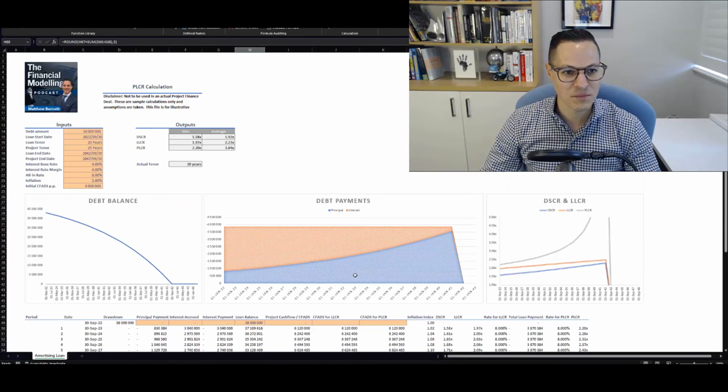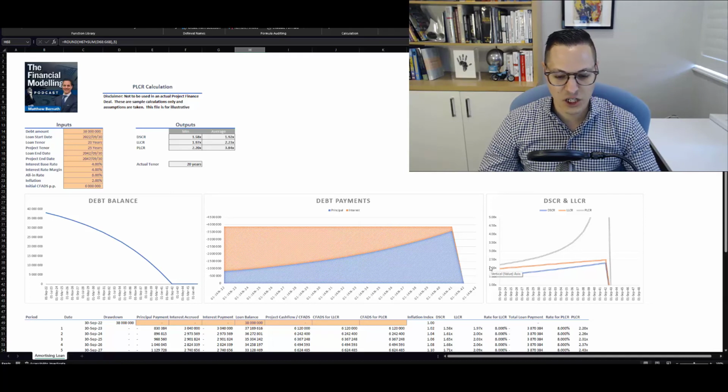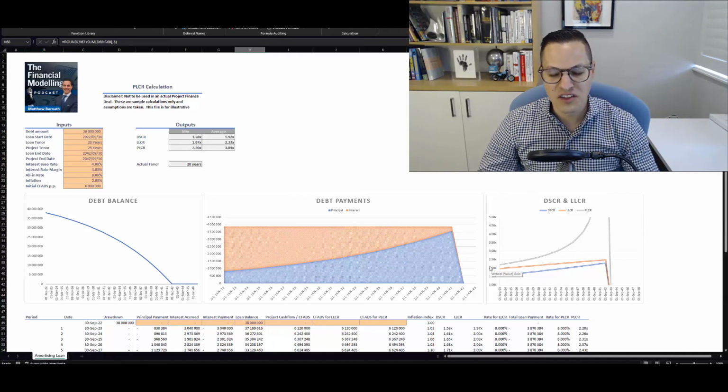outstanding debt balance. That's an example of how all of these ratios come together in terms of helping us size debt and understand how we can service debt both in a single period, over the life of the loan, and over the life of a project.